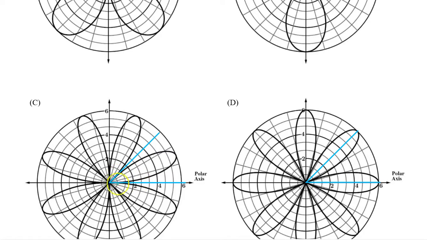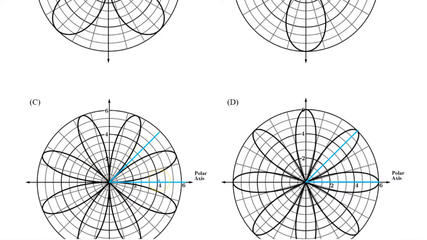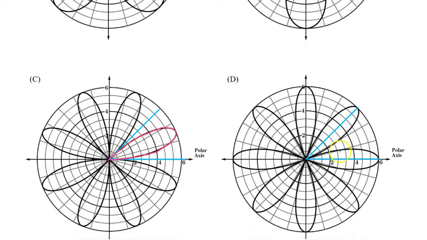Option C is looking really good. See how we have one petal nicely from 0 to pi over 4. We start at 0 and we go out to a distance of 6 and then return to 0. That's exactly what we saw on the rectangular graph. Option D is not looking good. We have two halves of a petal, but not a single petal between 0 and pi over 2.